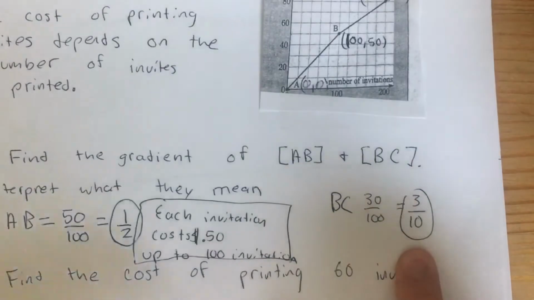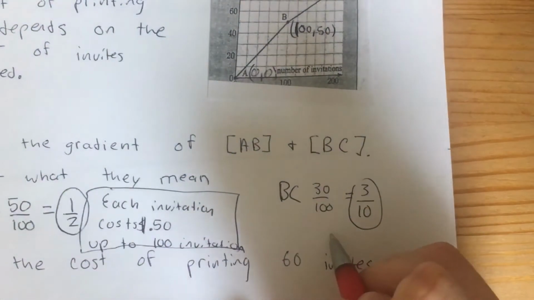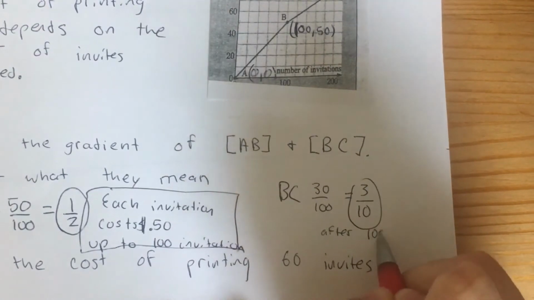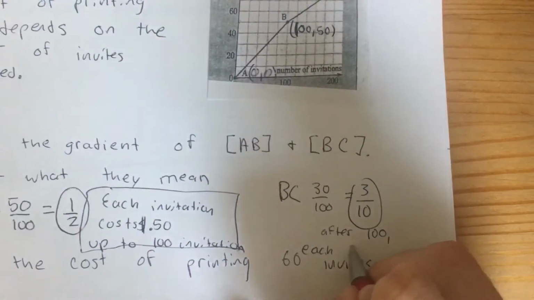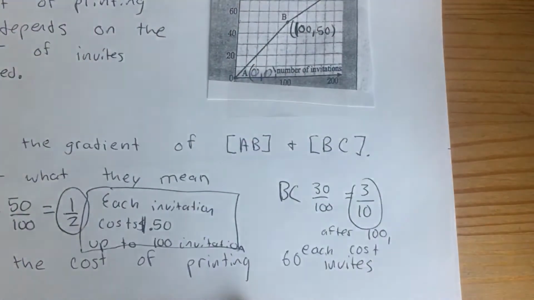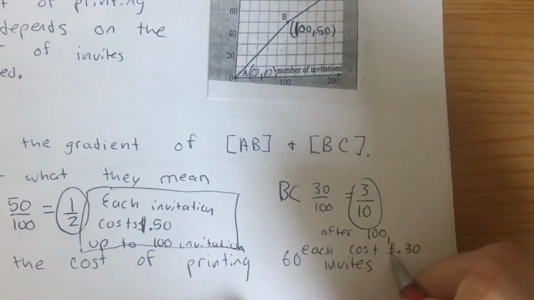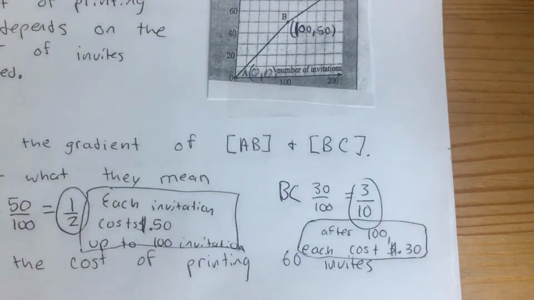Then for BC, after 100, you get a little bit of a deal. After 100, each one costs 3/10 of a dollar, which is 30 cents. So that's how we can interpret what's going on there.